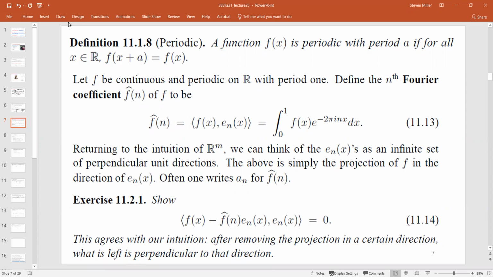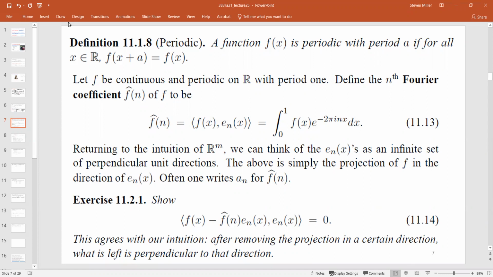So we define the nth Fourier coefficient of a function to just be the projection of our function in the direction of e_n. So it's basically the integral of f(x) e^(-2πinx) dx. Instead of integrating from 0 to 1, if it's periodic, I could, of course, integrate from -1/2 to 1/2. I'd choose any interval of length 1. And so the Fourier coefficients, sometimes we write them as a_n, sometimes we write them as f hat of n.